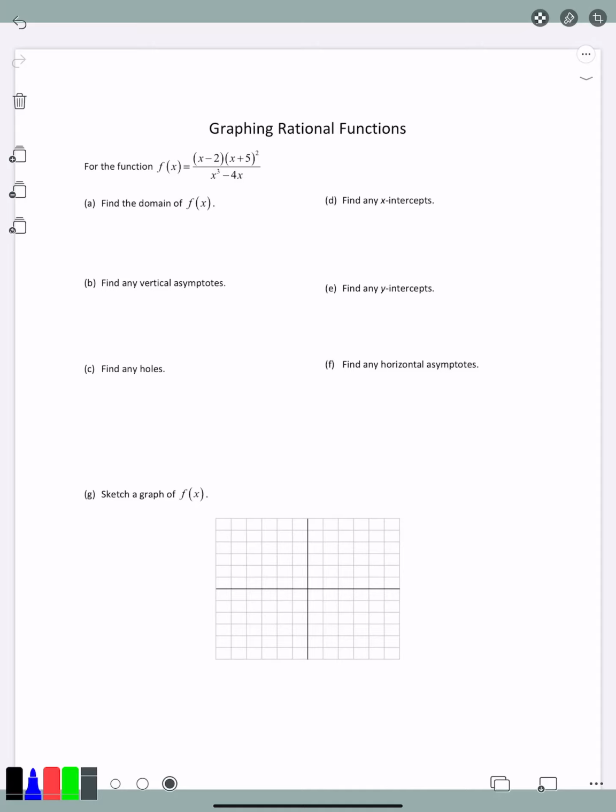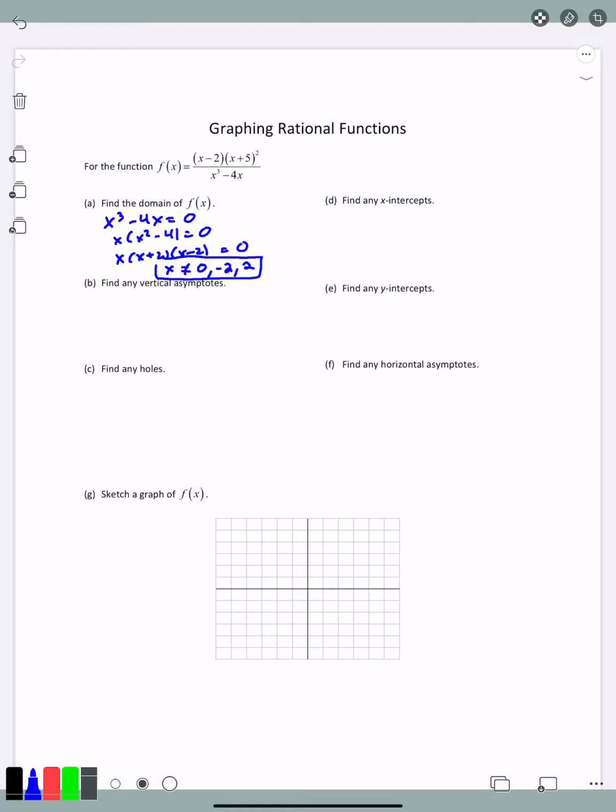Now the domain, you only care about the bottom. If you take the bottom, set it equal to 0, you go ahead and factor this. And you're going to get 3 values of x, and these are all values that x cannot be. So the domain is x cannot be 0, -2, or +2.